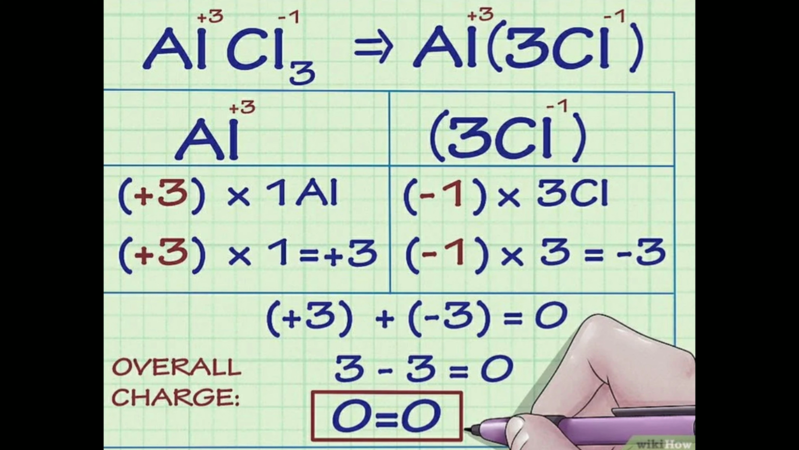The next rule has to do with compounds. The sum of the oxidation states of all the elements in a compound must equal 0. So if we look at the ionic compound aluminum chloride, since aluminum only can have the charge of +3 in a compound, the 3 chlorines must have a charge of -1. This way, the total charge of the positive ions equals the total charge of the negative.